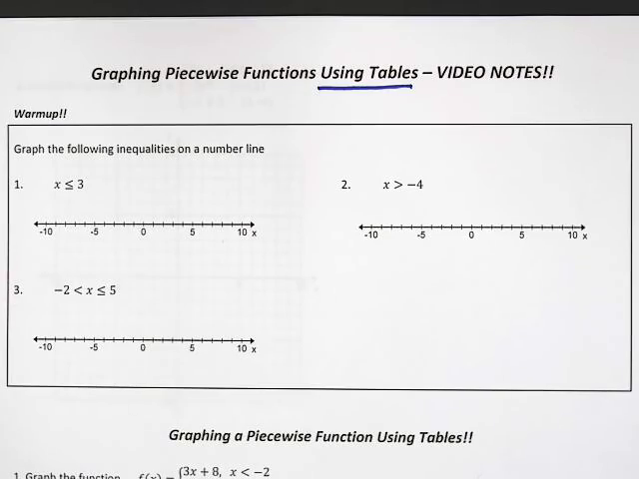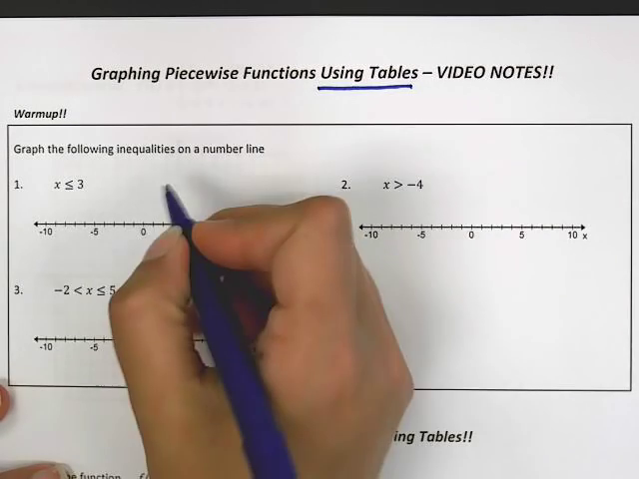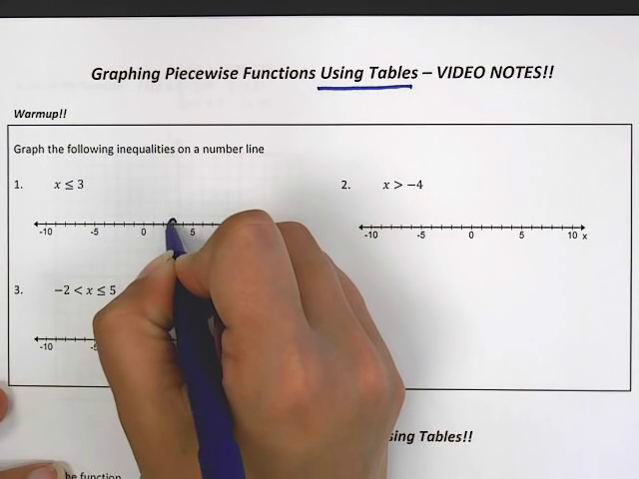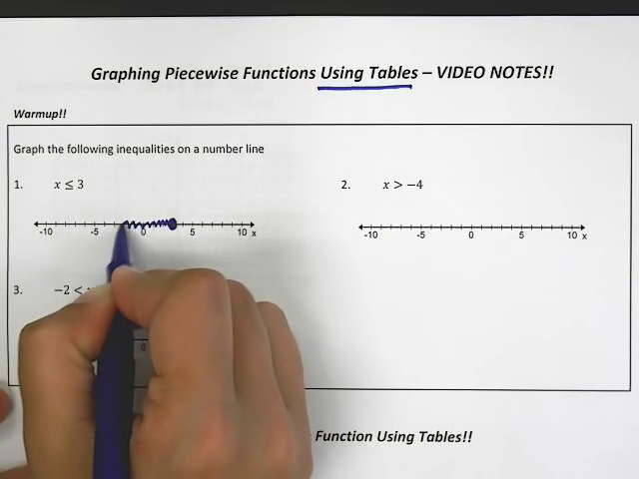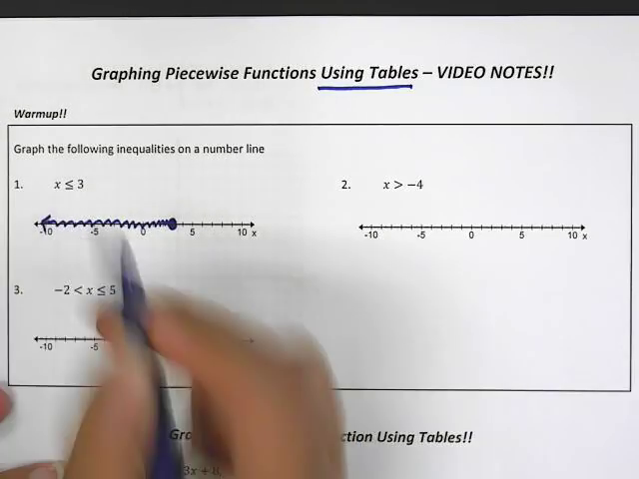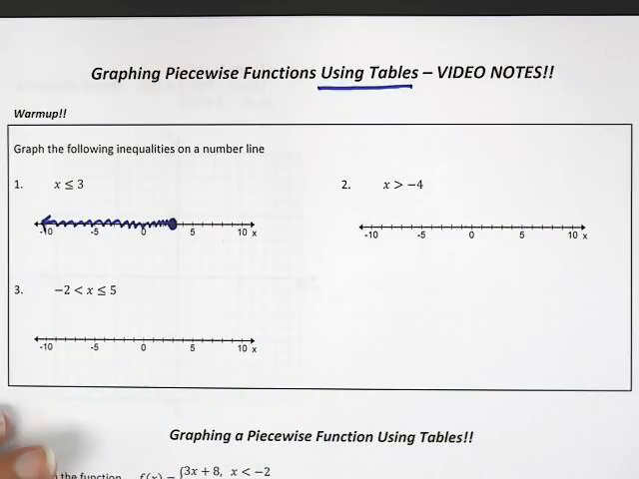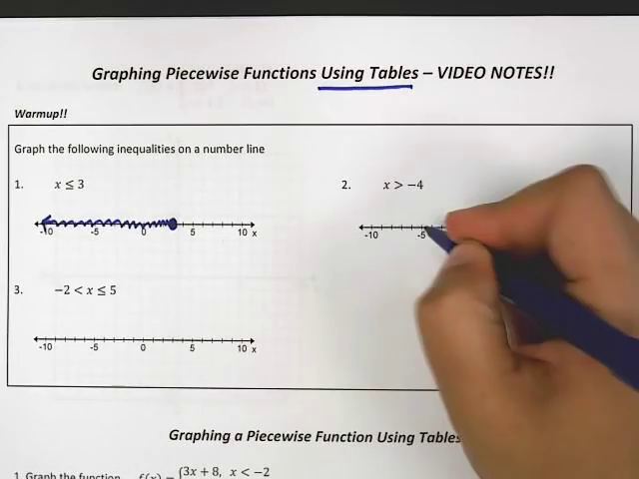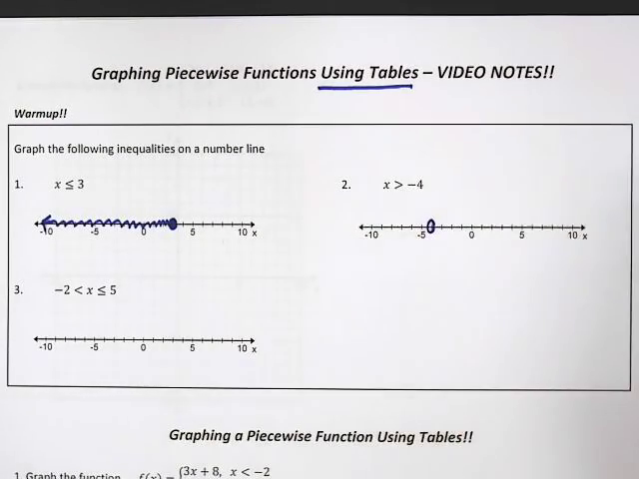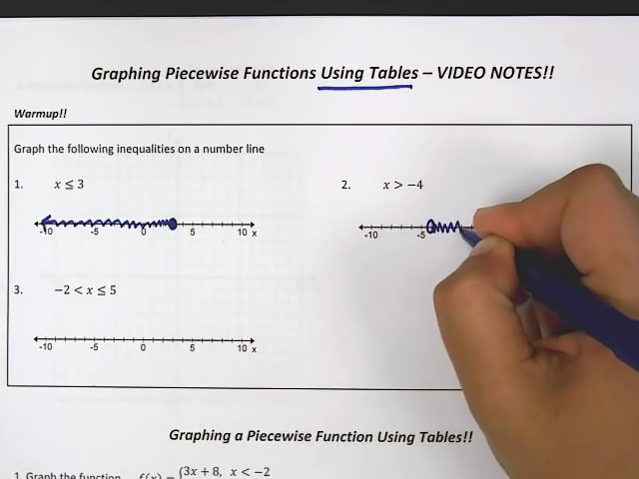So what I want to do first is graph x is less than or equal to 3 on the number line. Now when we were in Algebra 1, we learned that we would put a closed circle on the 3, and we would shade to the left because less than means shade to the left. If we wanted to graph x is greater than -4, we would put an open circle on the -4 and then shade to the right.